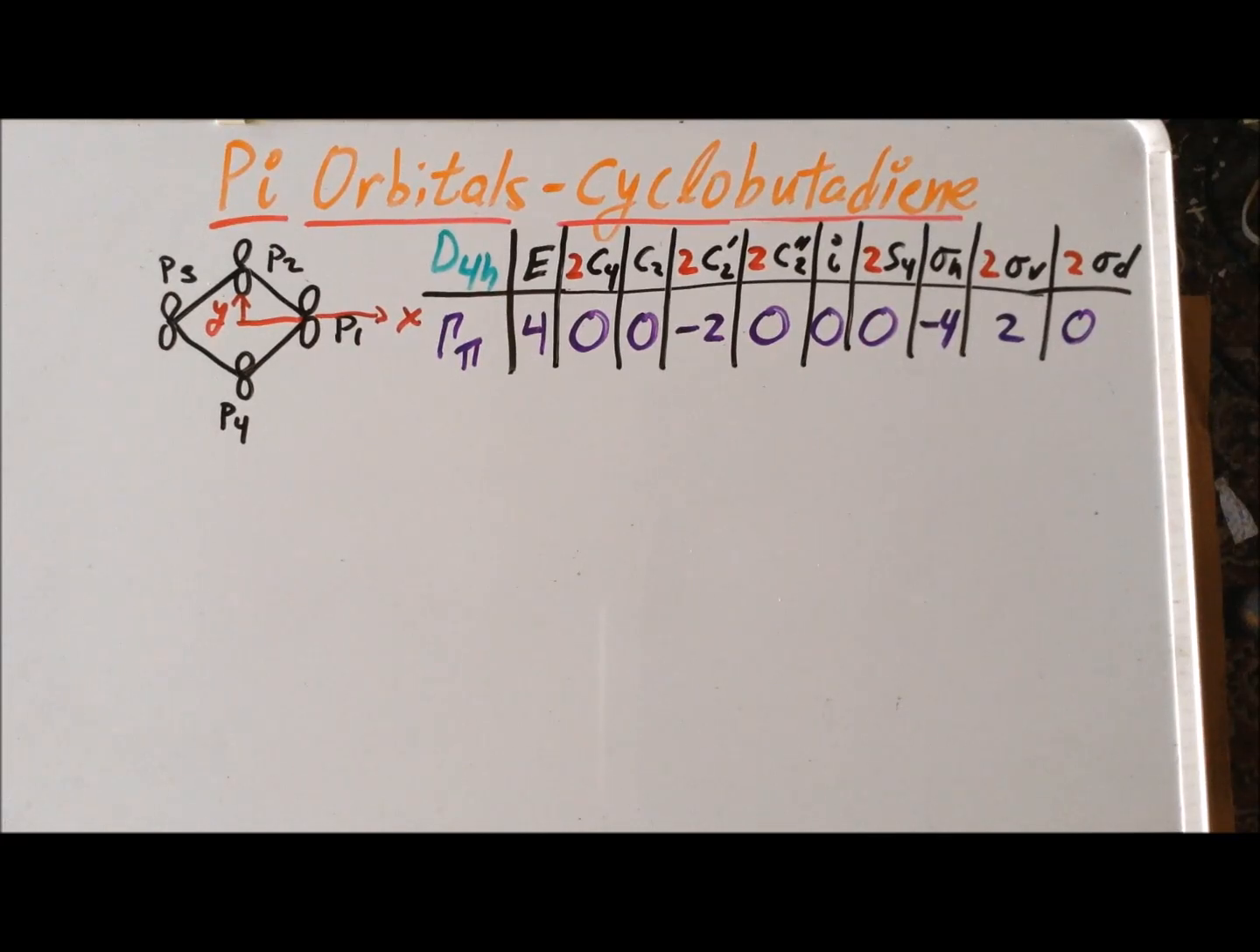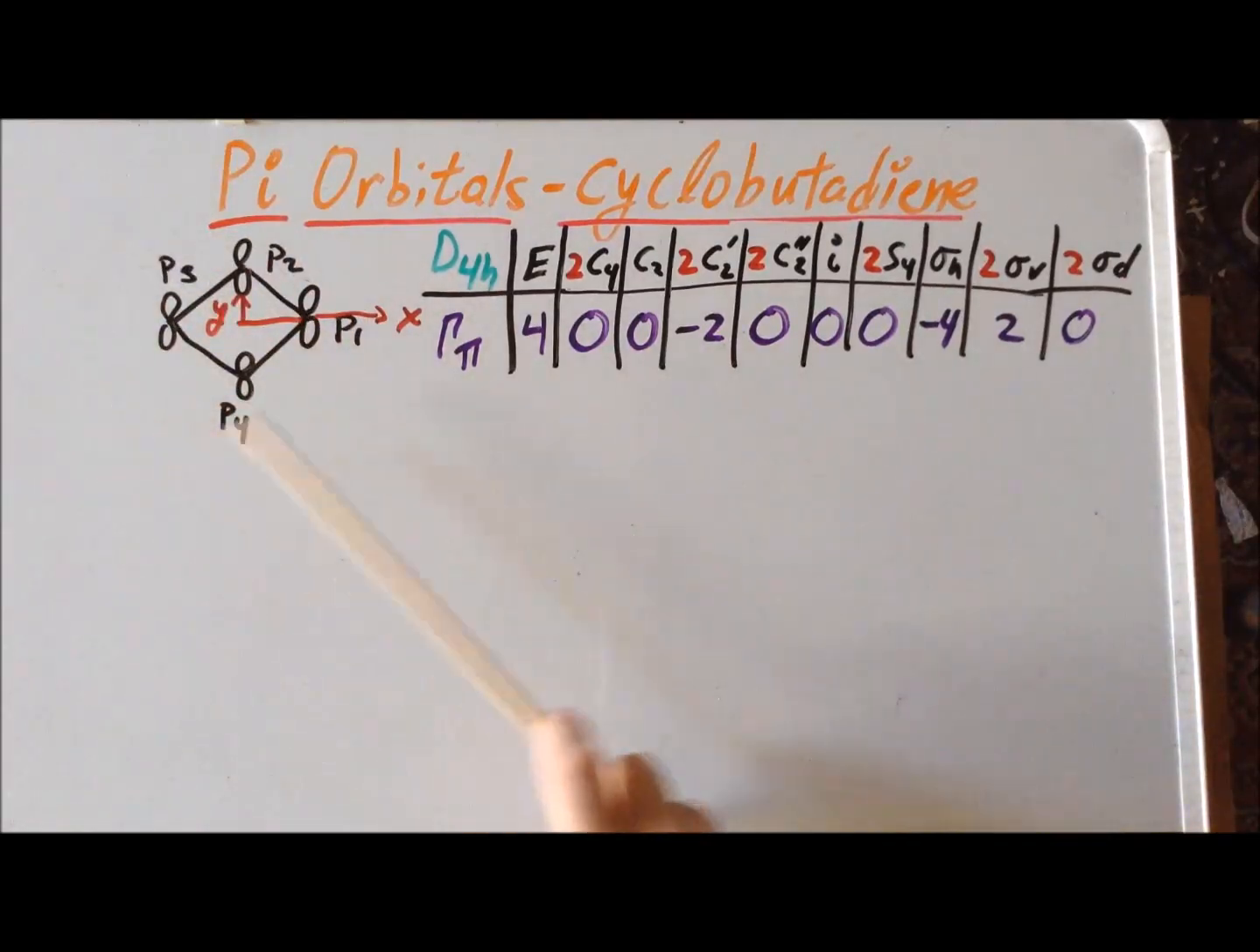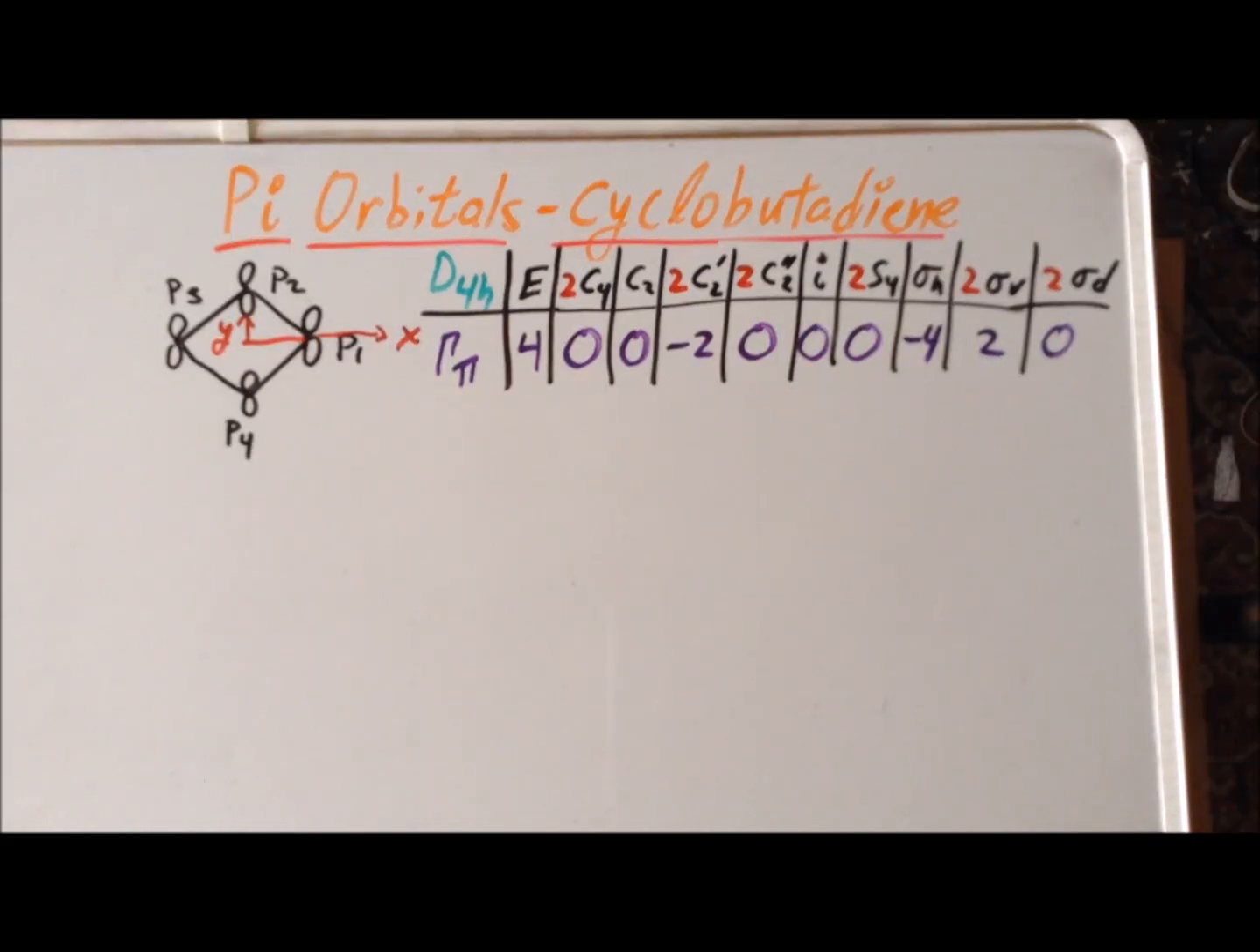So we have come up with a reducible representation to describe the pi bonding for cyclobutadiene. Our next step is to reduce this to a linear combination of irreducible representations from the point group D4h, because cyclobutadiene is proposed to be a square molecule and it belongs to D4h. Now we want to reduce the reducible representation to a linear combination of irreducible representations.